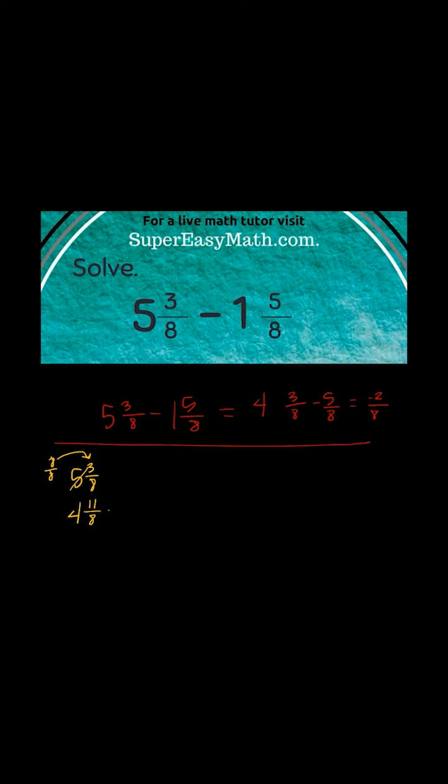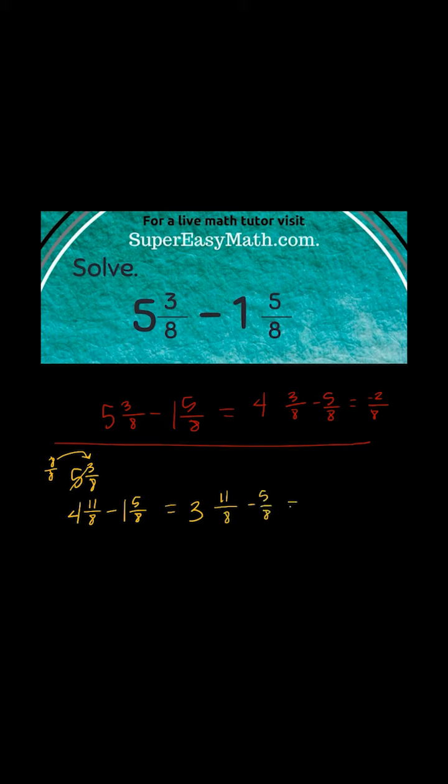Now I can just pull the rest of the problem down, so it's going to be minus the 1 and 5/8, okay? Now I can subtract just those whole numbers, and I have 4 minus 1, and that gives me 3. And then now I have the smaller fraction part of 11/8 minus 5/8, okay?